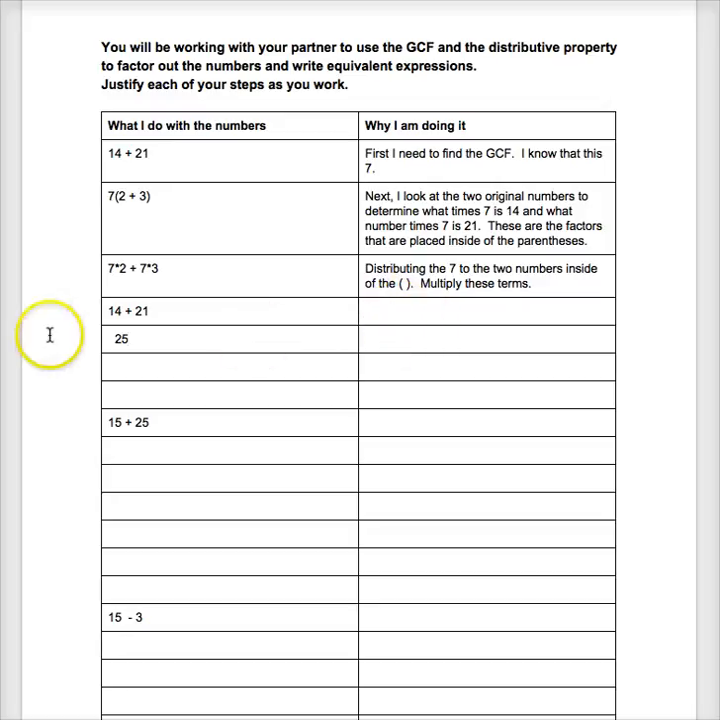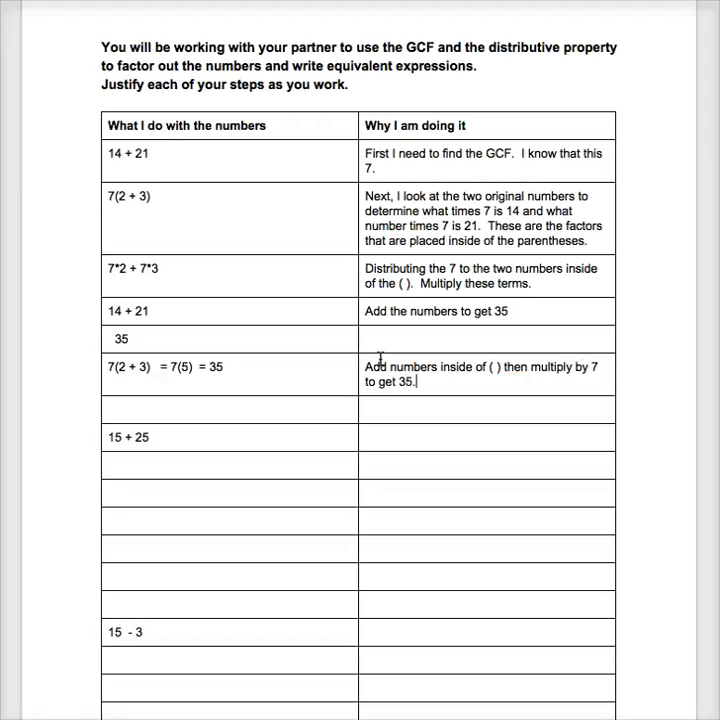I can also take a look at, to double check, 7 times 2 plus 3. Well, 2 plus 3 is 5. So that's going to be 7 times 5, and 7 times 5 is 35. Okay, so I'm going to add the products to get 35, and I'm going to add the numbers inside of parentheses, then multiply by 7 to get 35. And I get the same answer both ways.